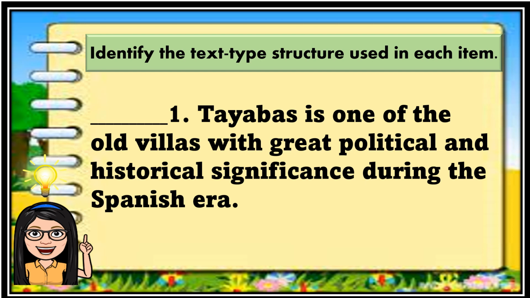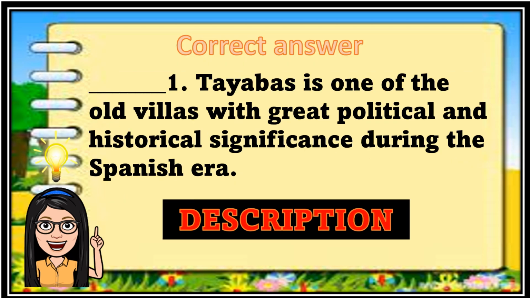Number 1. Tayabas is one of the old villas with great political and historical significance during the Spanish era. You're just going to answer whether it is a description, cause and effect, problem and solution, sequence or process. So those are the choices in answering this question. The answer here in number 1 is description.